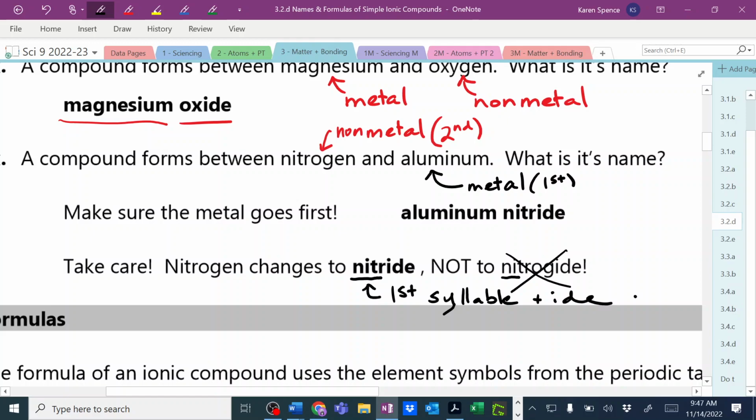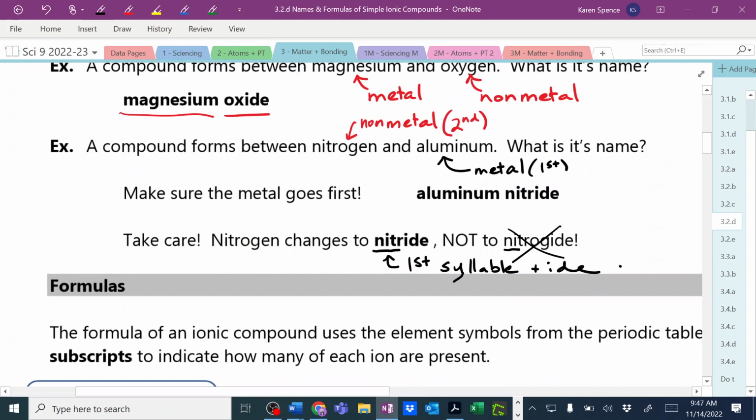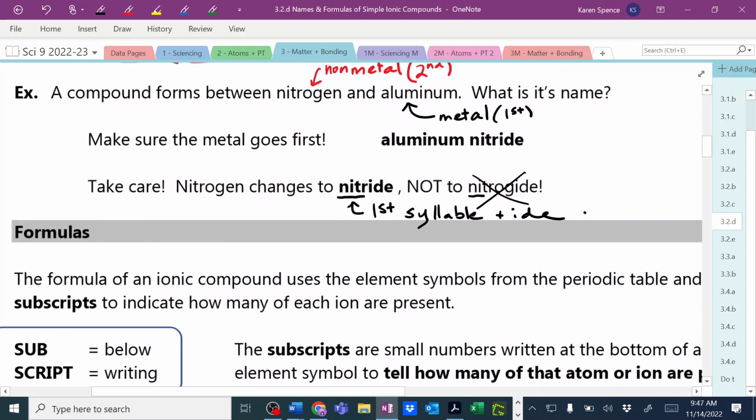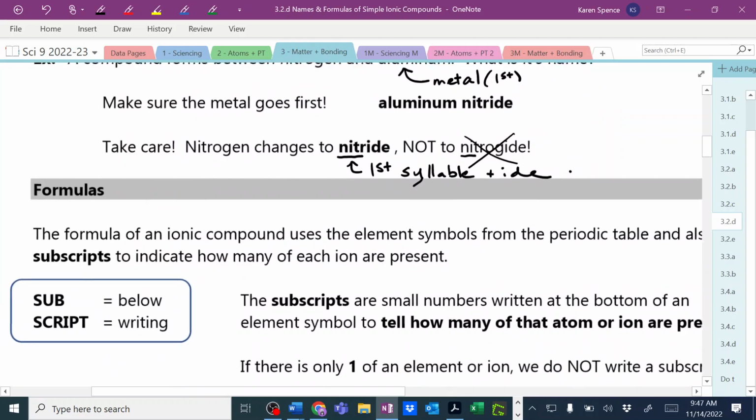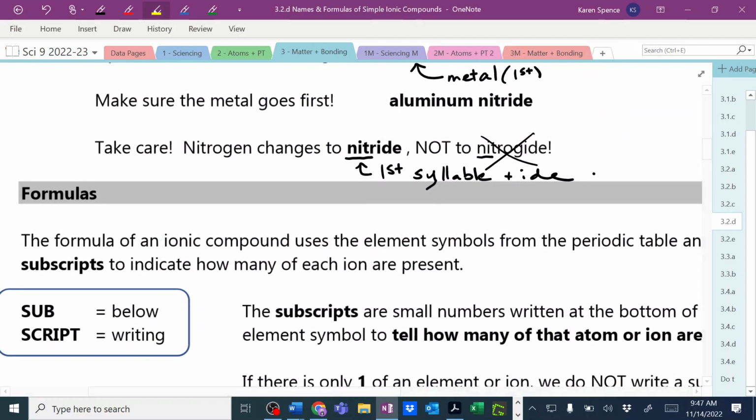So that's dealing with the names. Pretty straightforward, yes? Not much to it. Name the metal, name the nonmetal, change the ending to ide. Formulas, there's a little tiny bit more to the formulas, but not a whole lot. We're going to learn a new word here, and that word is subscript.